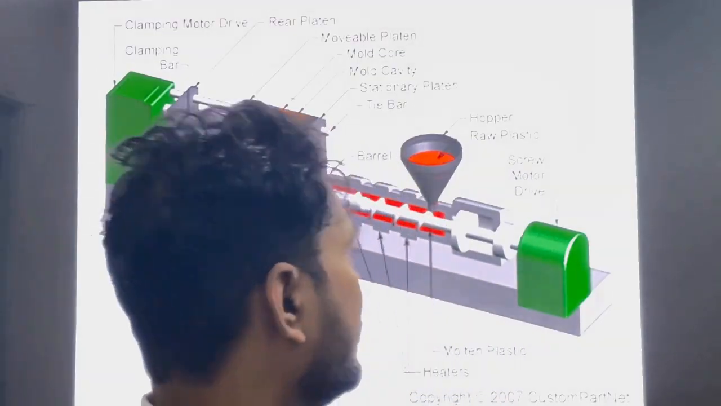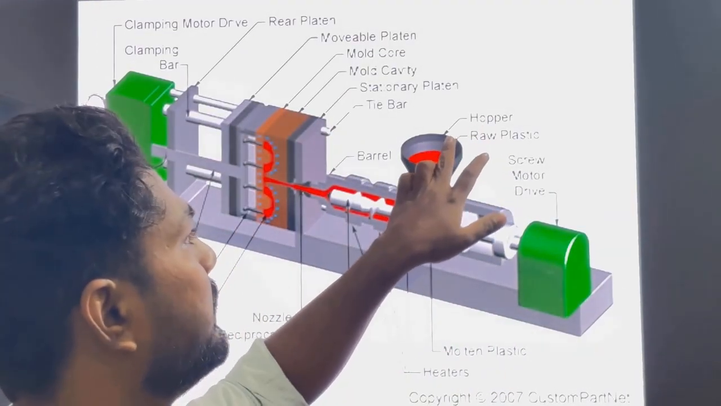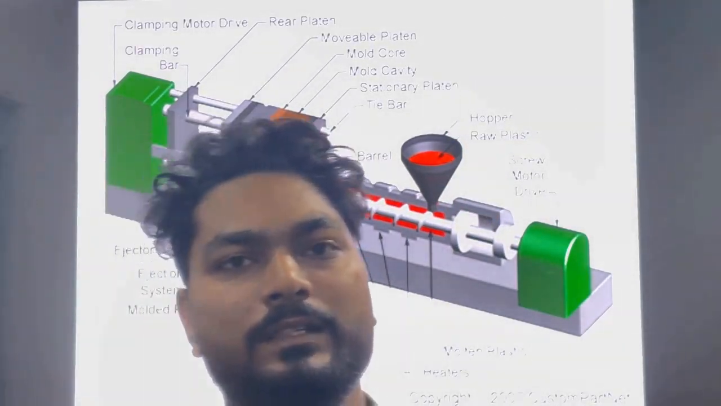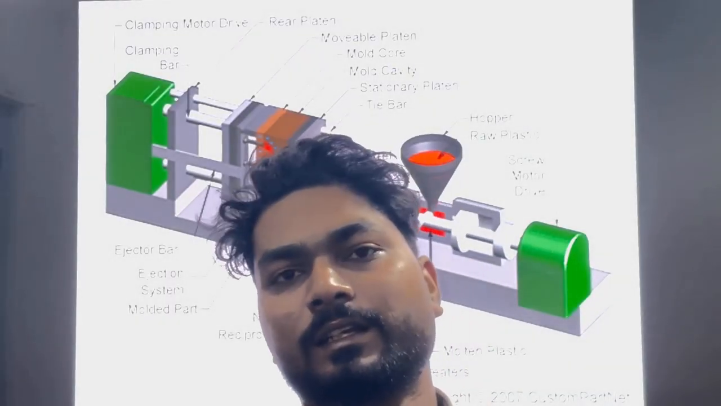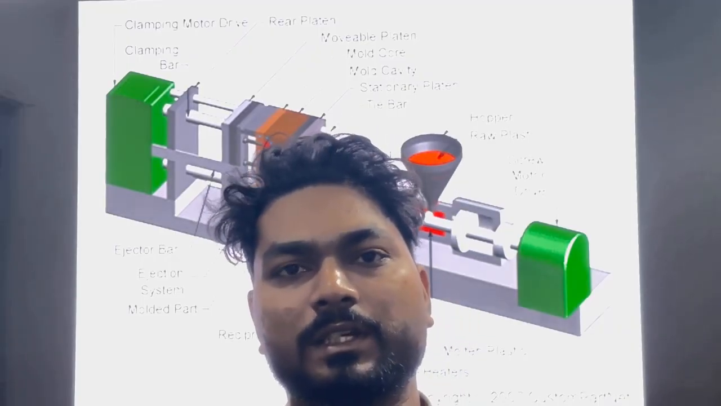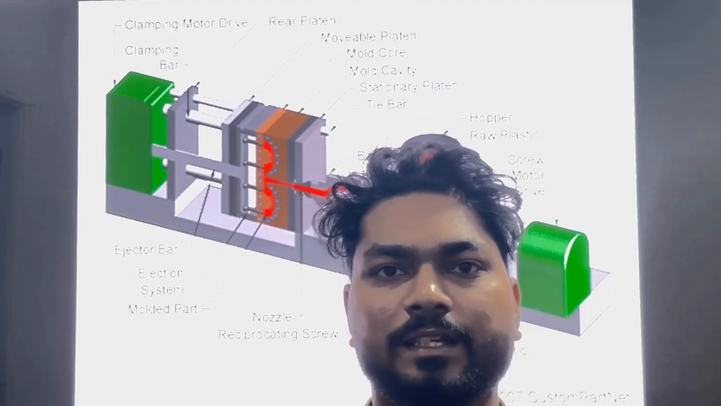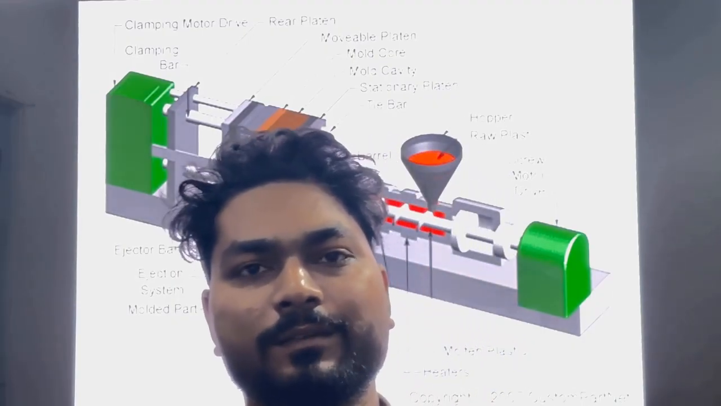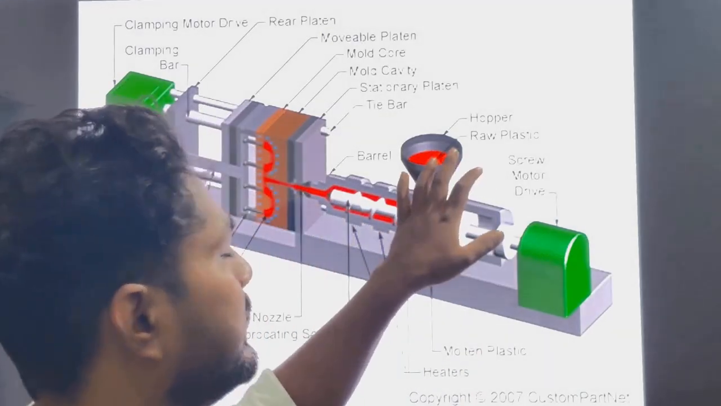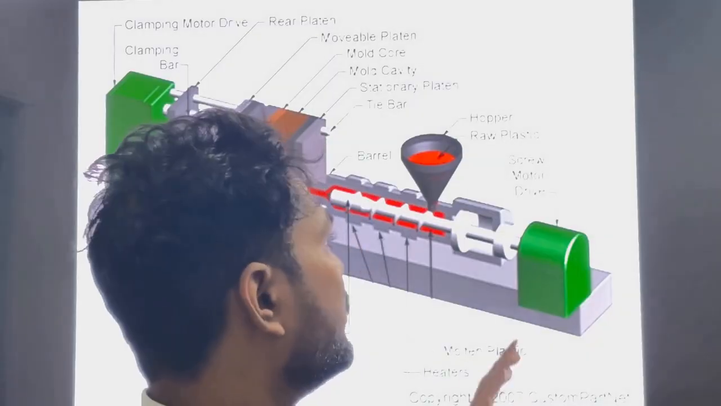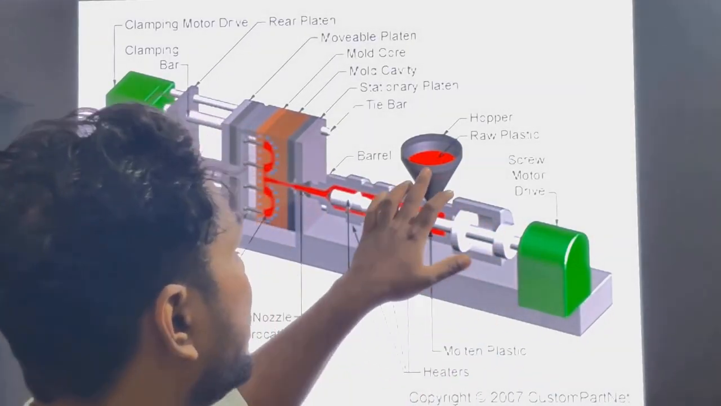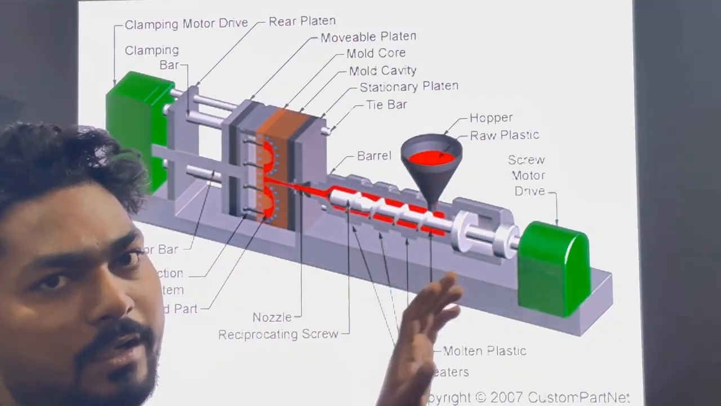The first important part is the hopper. You can see this is the hopper part, and here we are putting the raw plastic. Whatever raw plastic we purchase from the market, there are different types of materials, right? You can purchase PC, ABS, or PP, whatever type of material you want. First, that raw plastic, the solid particles, we put into this hopper.